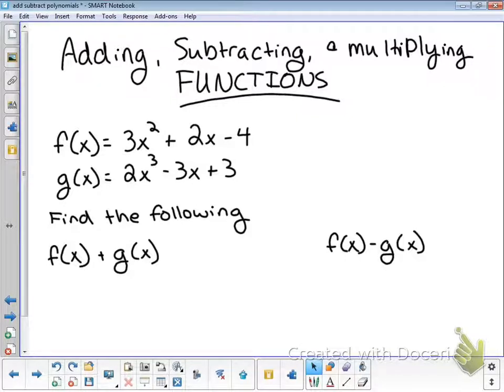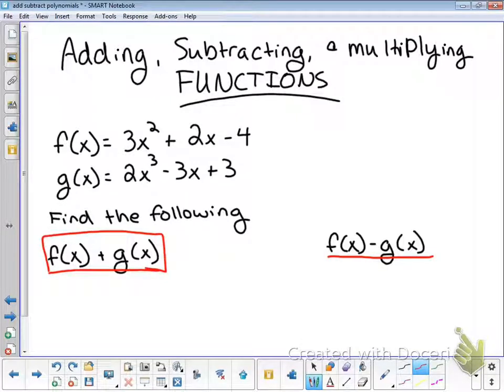So here you'll see that I have named these two functions. We've got function f of x equals 3x squared plus 2x minus 4, and g of x is equal to 2x cubed minus 3x plus 3. And it says find the following. You'll see here we've got f of x plus g of x and f of x minus g of x. This simply means that we need to add the functions, or we need to subtract the functions.